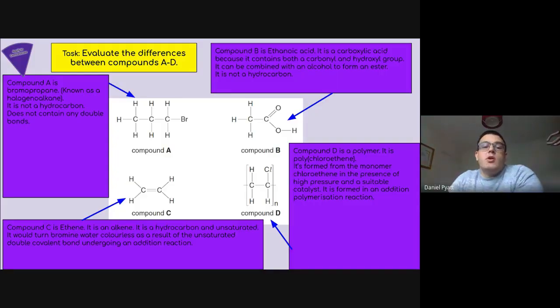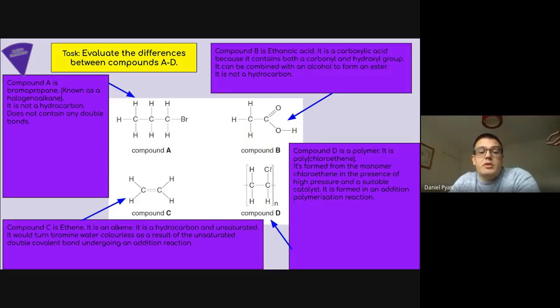So I'm just going to start with compound C, just because it's probably the easiest. So compound C is ethene. It's got 2 carbons, so it's eth, and it's got a double bond, so it's an alkene. What we would then say is, well, all the things we know about alkenes must be true. So it's a hydrocarbon, it's unsaturated. Because it's an alkene, it would turn bromine water colourless, because that double bond can react.